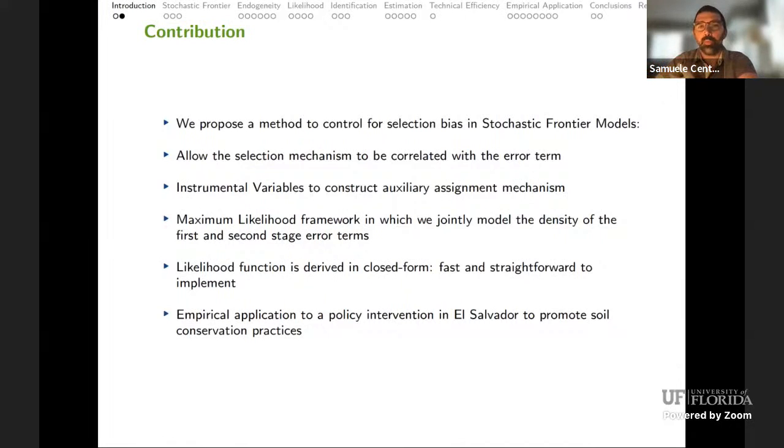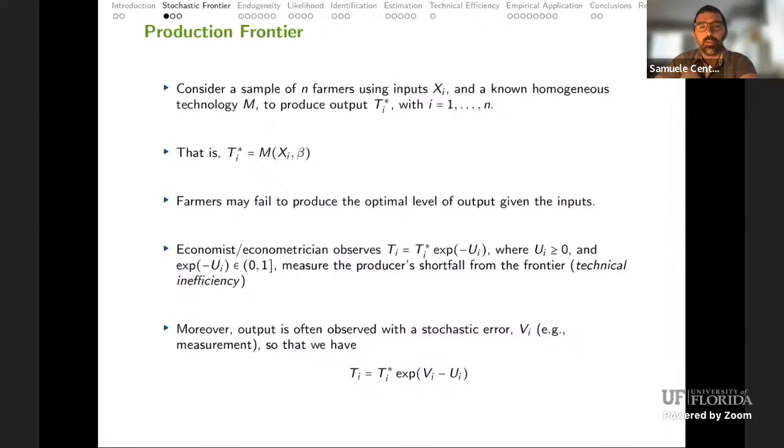Comparing what happens when we don't control for potential selection bias, so we don't control for endogeneity, and what happens when we actually implement our framework and we control for endogeneity. All right, so let me just get started with the model. So basically, I'm going to start.